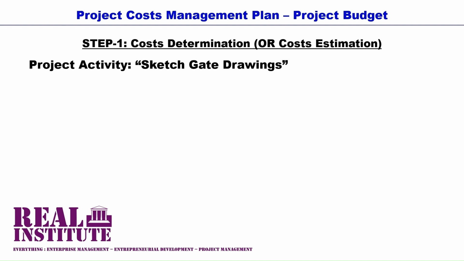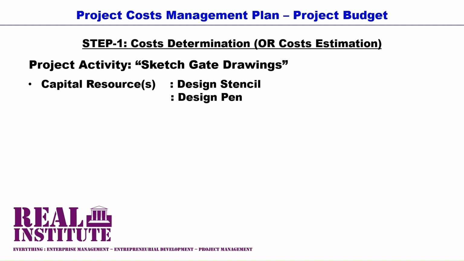Also, because steelworks manufacturing already has the stencil and the pens in its inventory of capital resources or project equipment, as it was the case with the tape measure in the activity of measure gate site, the stencil and the pens are costed through the internal cost center pricing or simply by their depreciation or wear and tear value. And say these cost 30 and 76 respectively for the usage in the activity sketch gate drawings.